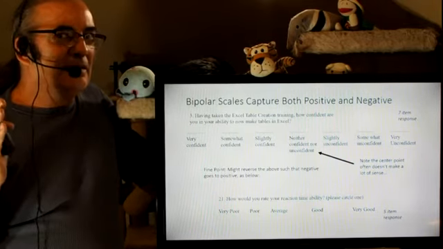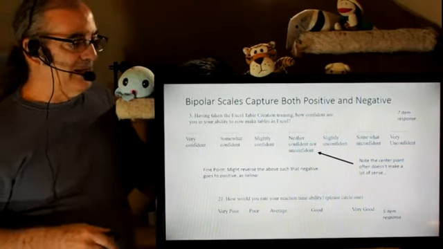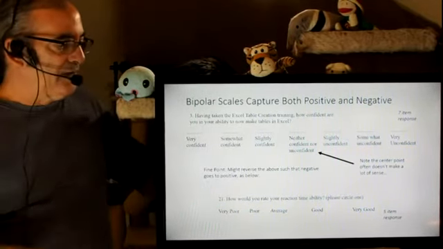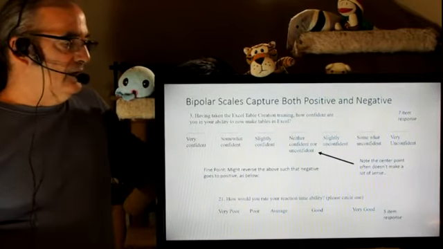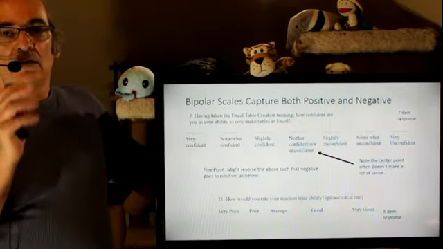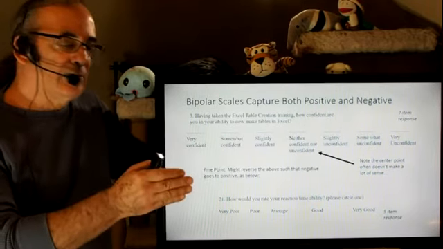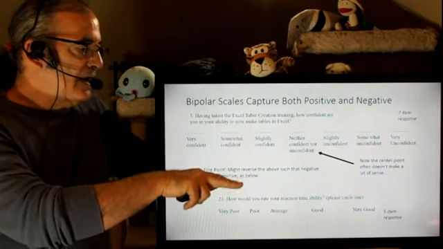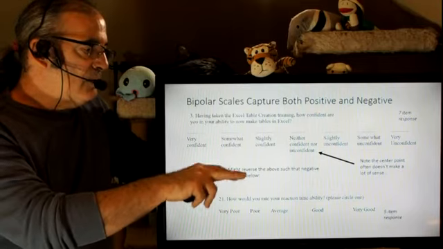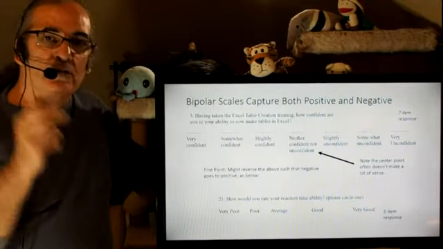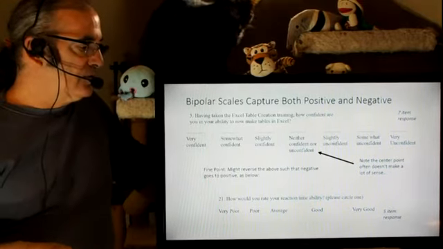And this is why the center point is somewhat problematic, because I think there's a couple different ways to interpret that. But nonetheless, let's just go with it. Slightly unconfident, somewhat unconfident, and very unconfident. And notice what we've done here is the scale labels have been matched as closely as possible. So on either side of the center point is slightly. Move out, somewhat. Very on both. So it's matched, right? And this matching enhances the reliability of the use of the scale.